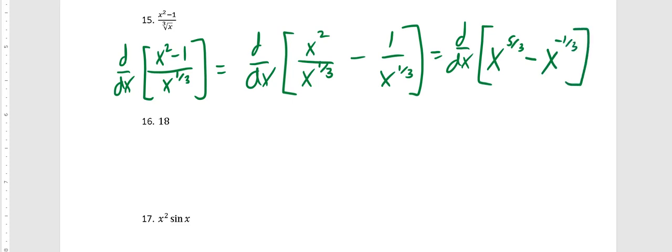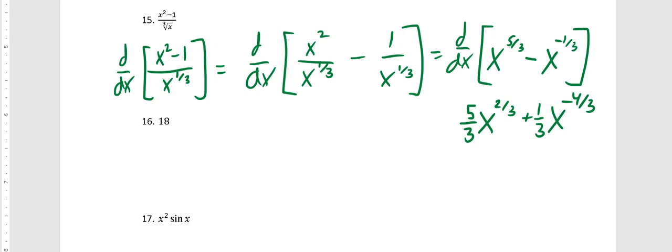Now that it's in this x to the n power form, I could do some power rule. Bring down the power, make it 1 smaller. Bring down the power, negative 1 times negative 1/3 means I'm doing plus 1/3. Make the power 1 smaller. And then I could factor and make it more simplified, but that's fine just as it is.